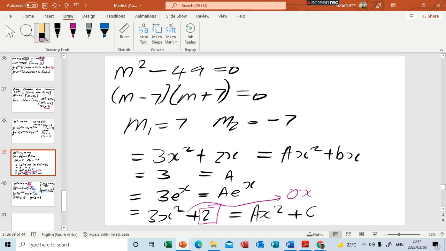Does anyone have a question before I go back to the actual equation? This should be our last example because it's almost time.